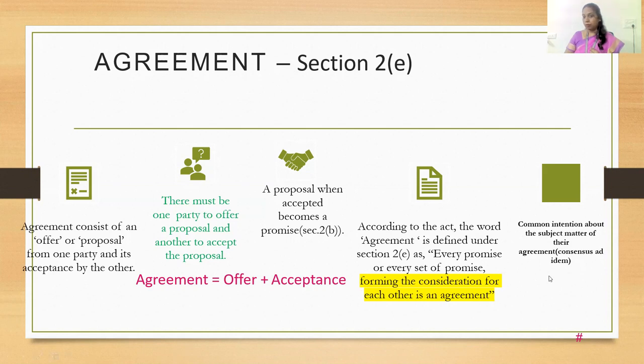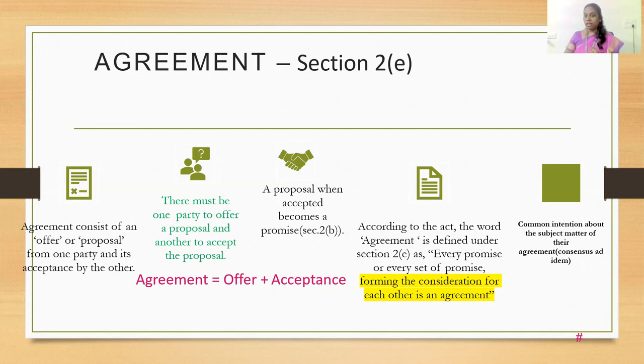And there is another important term in an agreement which we call consensus ad idem. So, what is this consensus ad idem? In every agreement, both the parties must agree upon the same subject matter in the same sense at the same time. It simply means that it is a meeting of minds, which means both the parties must agree upon the same subject matter in the same sense.